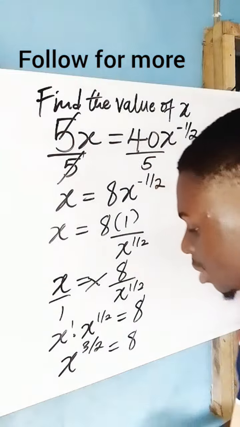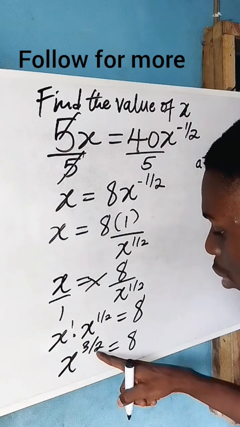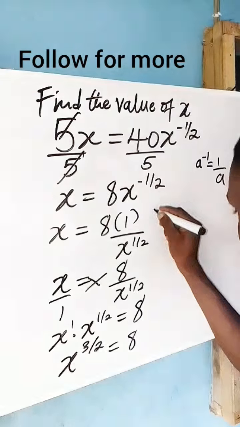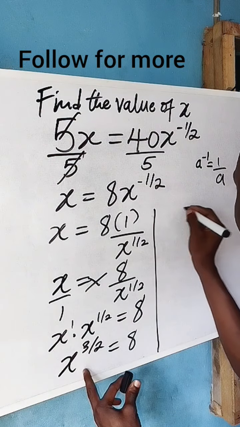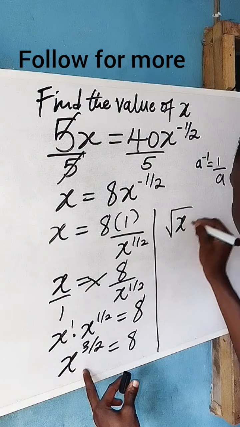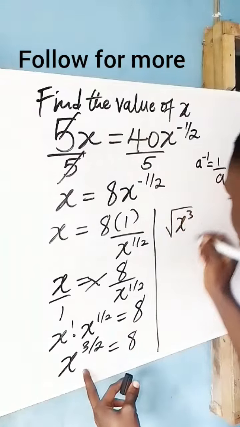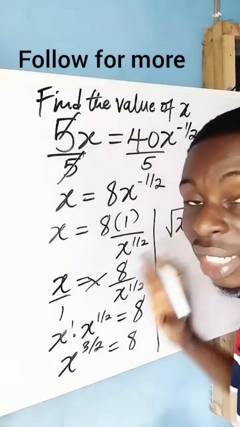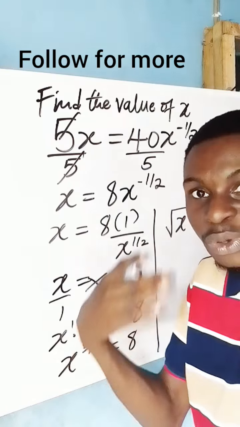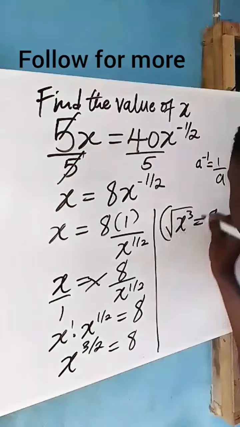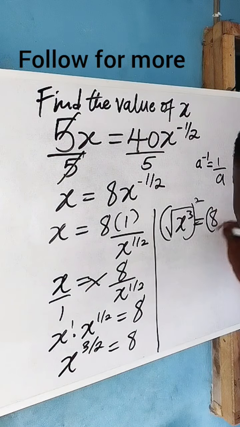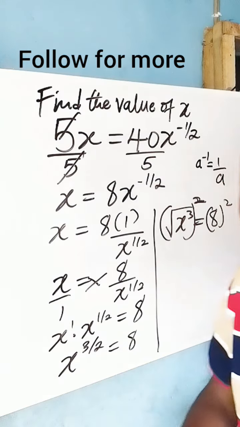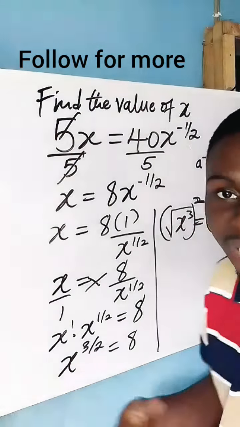Alright, so to find x here, let's transform this. Remember, this is always the root, while this is always the power. So this now becomes the square root of x to the power of 3 is equal to 8. Now because of this square root, to clear the square root, you square both sides. If you square this side, you also square the right hand side because it is called an equation. So whatsoever I am doing to one side, I need to do it to both sides to balance the equation.